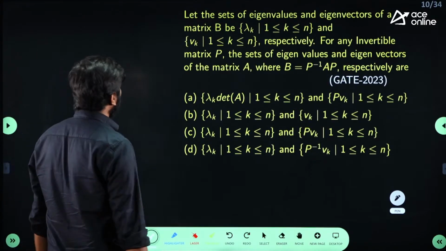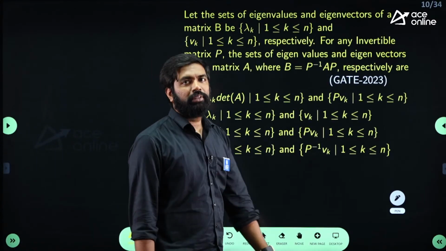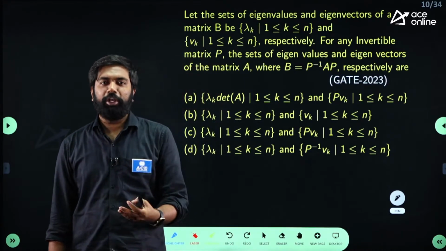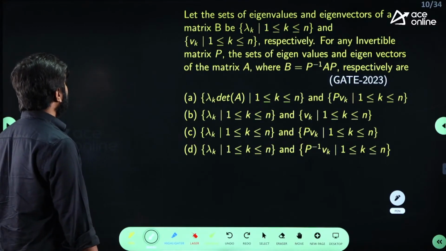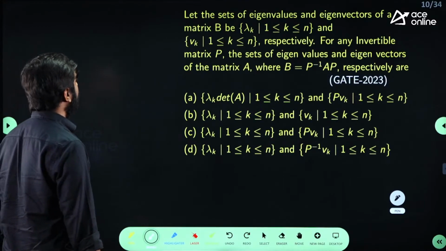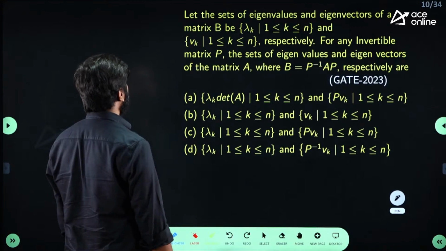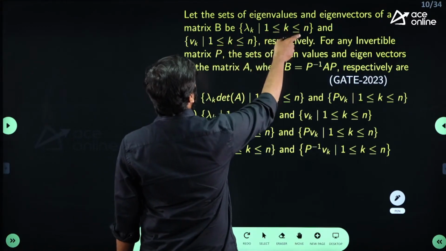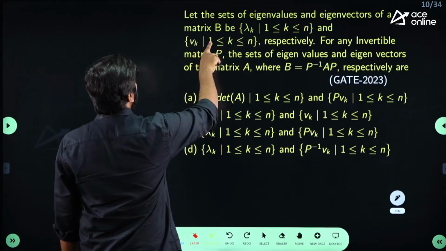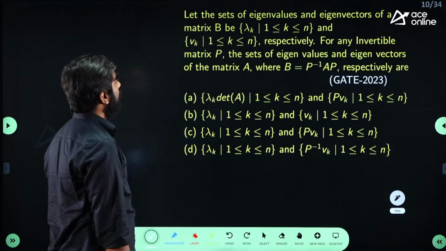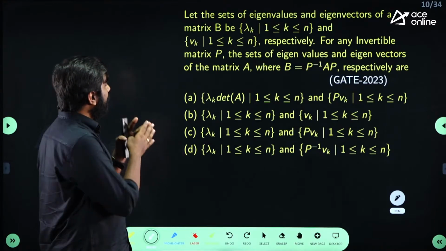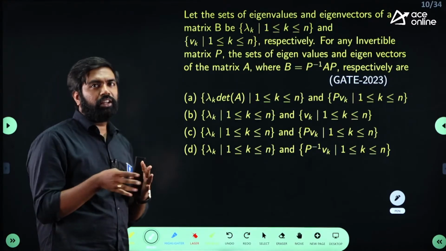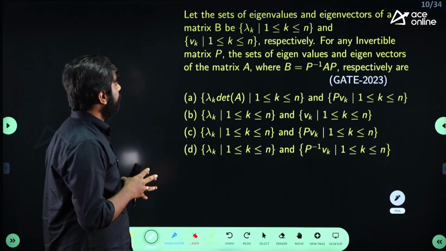Now this is also one of the fantastic questions, and I am very sure this is going to help you, this will boost your preparation. Let the sets of eigenvalues and eigenvectors of a matrix B be lambda k where k is from 1 to n and vk where k is from 1 to n. What he is saying is there is a matrix B where lambda k are the eigenvalues and vk are the eigenvectors for the matrix B.